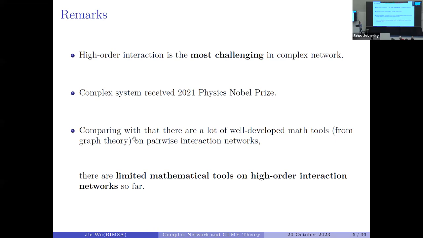There's one point in comparing. If you look at the pairwise interactions, you can use graphs. Then there's a huge set of mathematical tools from graph theory that can give a lot of quantitative information. What do they want to apply, right? Now the question is how to describe what's going on for higher order structure. It turns out the main point here is that there are only limited mathematical tools for them to do that.